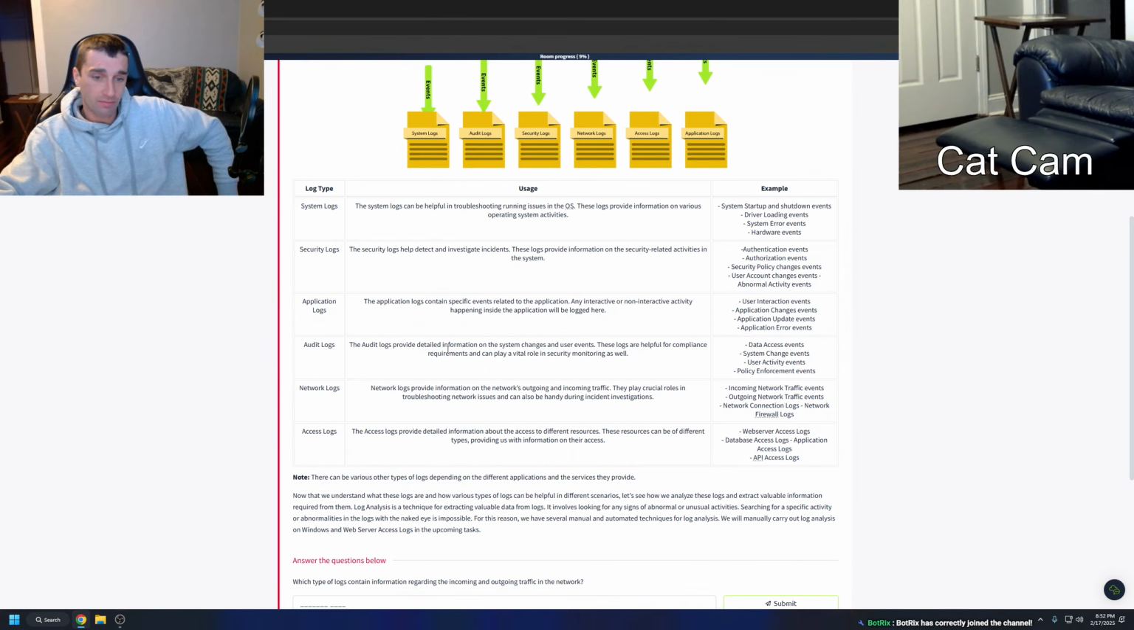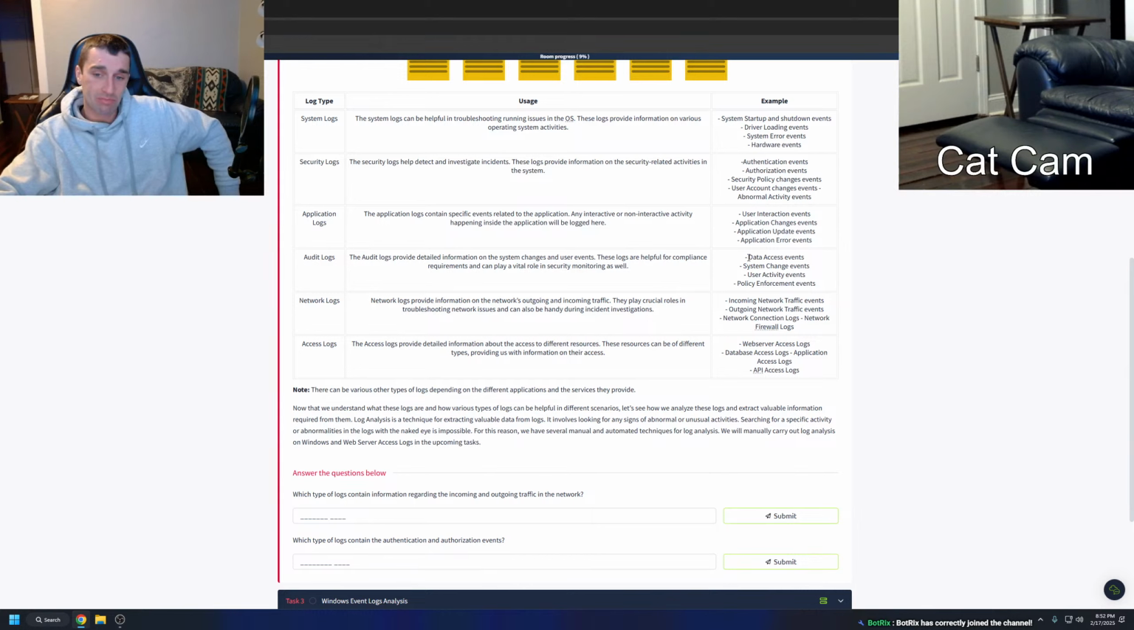Audit logs. The audit logs provide detailed information on the system changes and user events. These logs are helpful for compliance requirements and can play a vital role in security monitoring as well: data access events, system change events, user activity events, policy enforcement events.